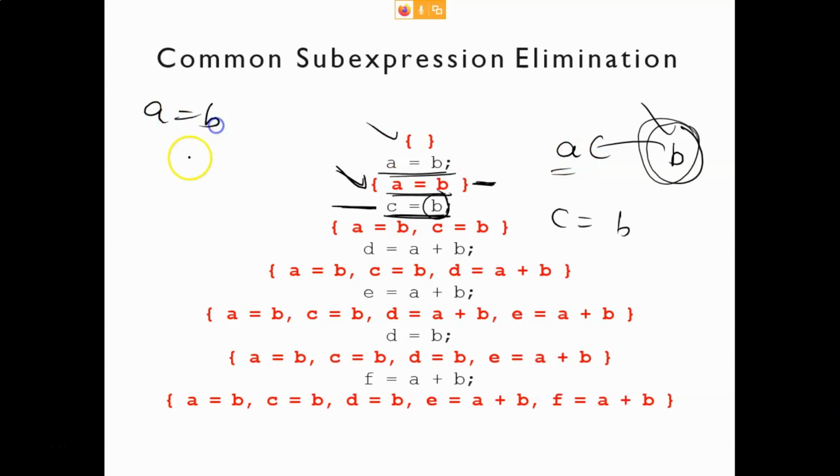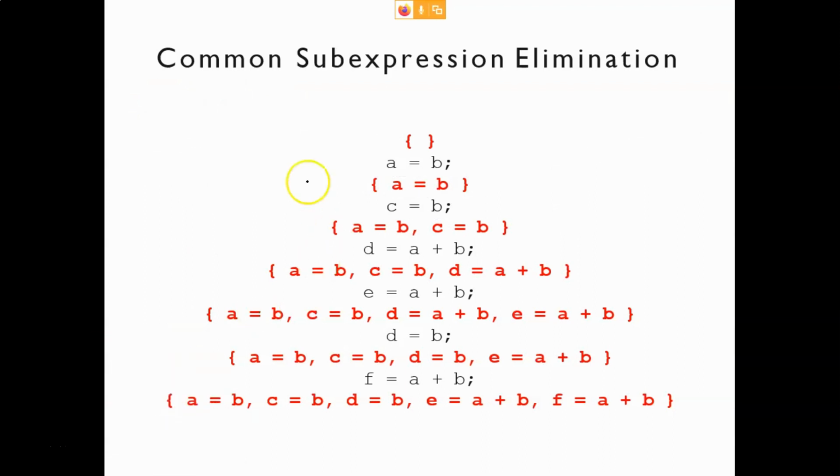statement, A assigning B, C assigning B. Remember, here you can see this same expression, as I told you. Then what you can do is replace this expression with the variable that is holding this expression. So you can replace this B with A. This is the common sub-expression elimination that we have already seen. So you can replace this B with A.